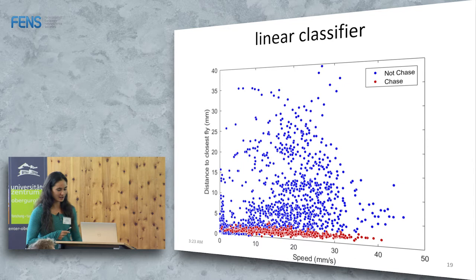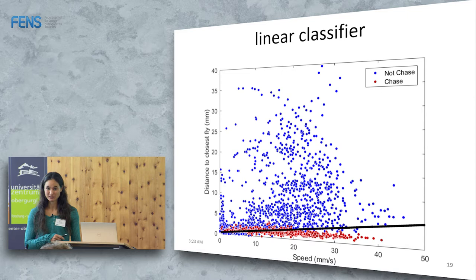The simplest kind of classifier you can come up with is a linear classifier, and what you're going to do is you're going to try to draw a line that can separate the red points from the blue points as well as possible. And so training a linear classifier is the process of finding the best line that separates your red training points from your blue training points.